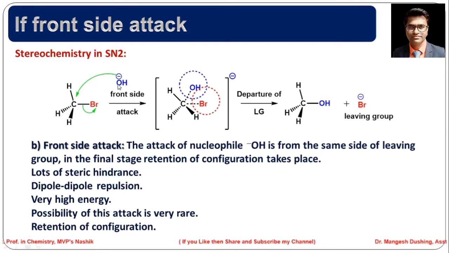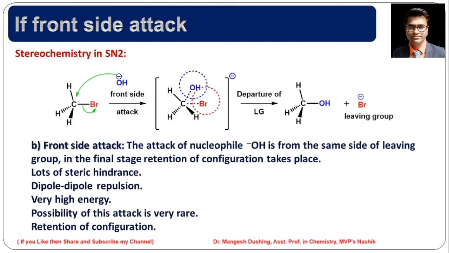The second factor is, we know that the nucleophile is electron rich, so it is negatively charged, and similarly the leaving group is also negatively charged, also electron rich, because the leaving group and nucleophile both are nucleophiles; only a strong nucleophile replaces a weak nucleophile in a substitution reaction. So both are electron rich, negatively charged, so negative charge repulsion will be there. Because of this repulsion, front side attack is not possible. It requires very high energy. So the possibility of front side attack is very rare.